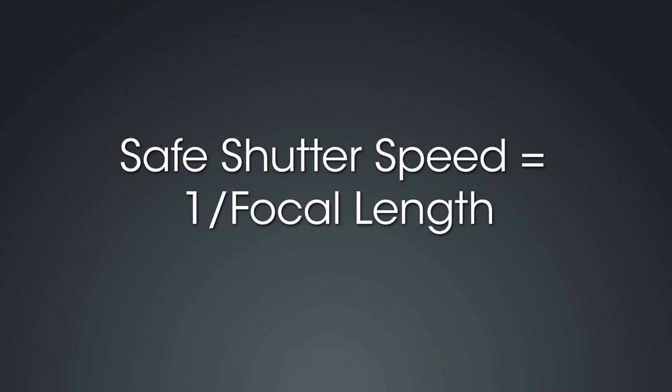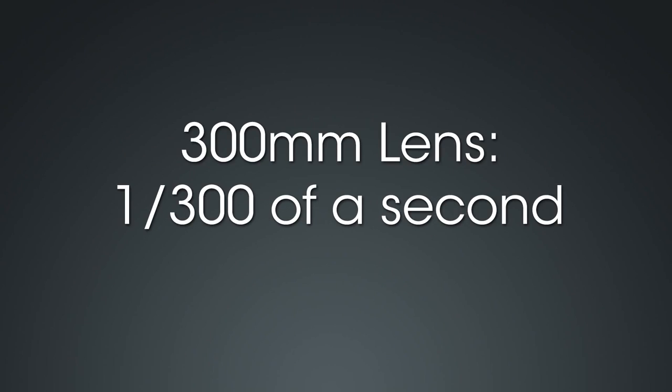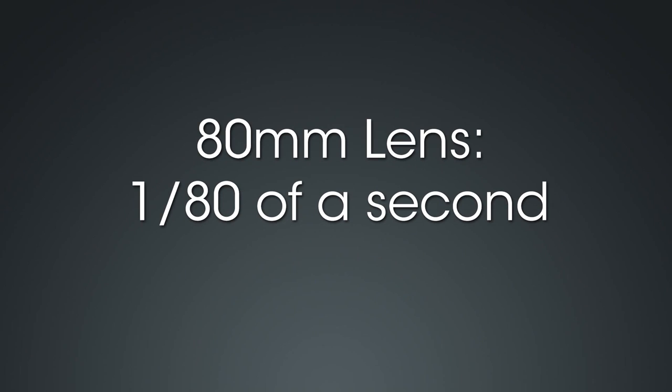A helpful rule of thumb is to set the shutter speed to 1 over the focal length. Confusing? Let me explain. If the focal length on your lens is 300 millimeters, for example, you should set your shutter speed to at least 1/300th of a second. If the focal length is 80 millimeters, you might get by using a shutter speed as low as 1/80th of a second. Generally speaking, a tripod is a good idea anytime the shutter speed is slower than 1/60th of a second, regardless of the focal length of the lens.